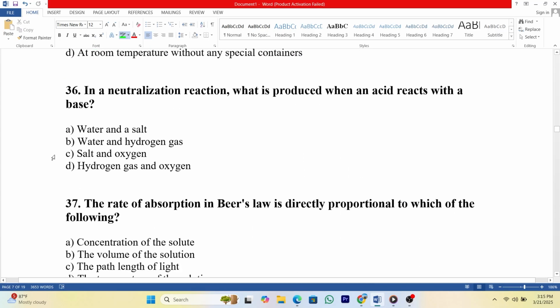36. In a neutralization reaction, what is produced when an acid reacts with a base? A. Water and a salt. B. Water and hydrogen gas. C. Salt and oxygen. D. Hydrogen gas and oxygen. Answer, A. Water and a salt.